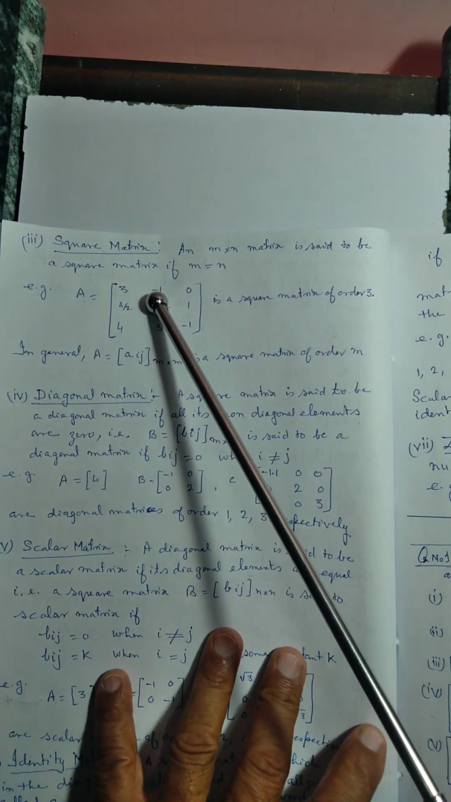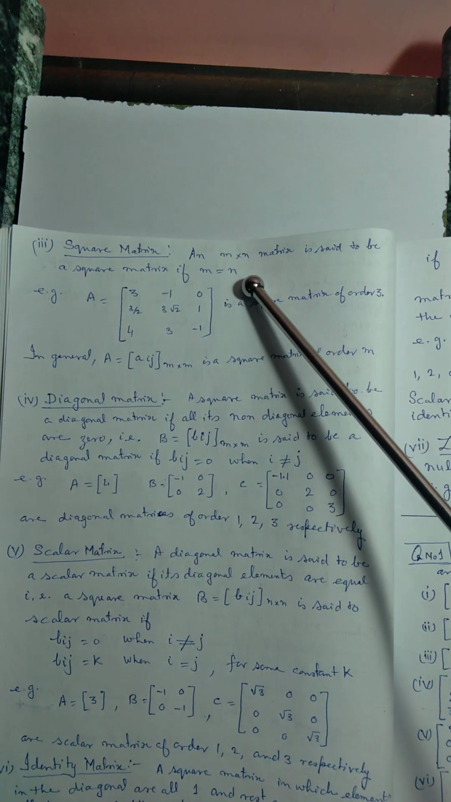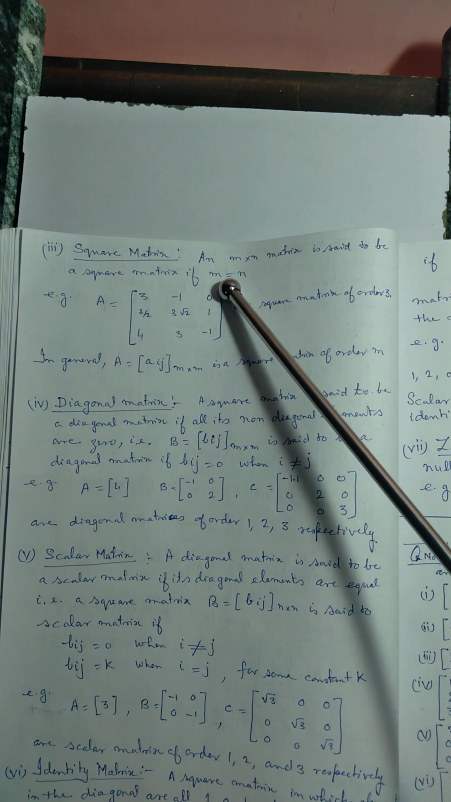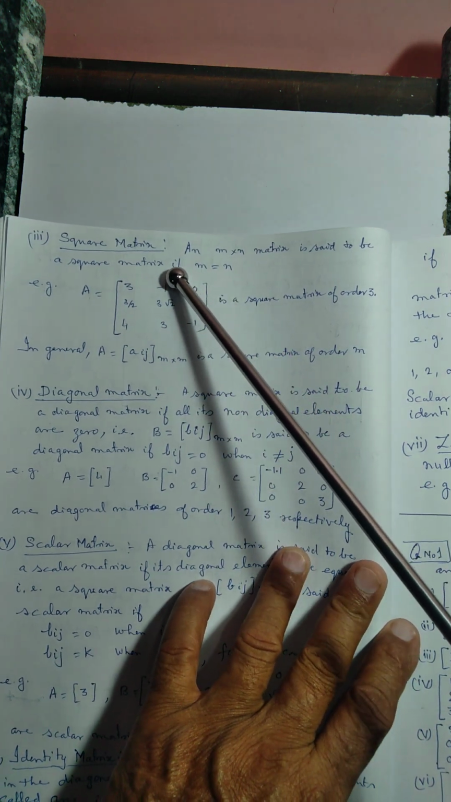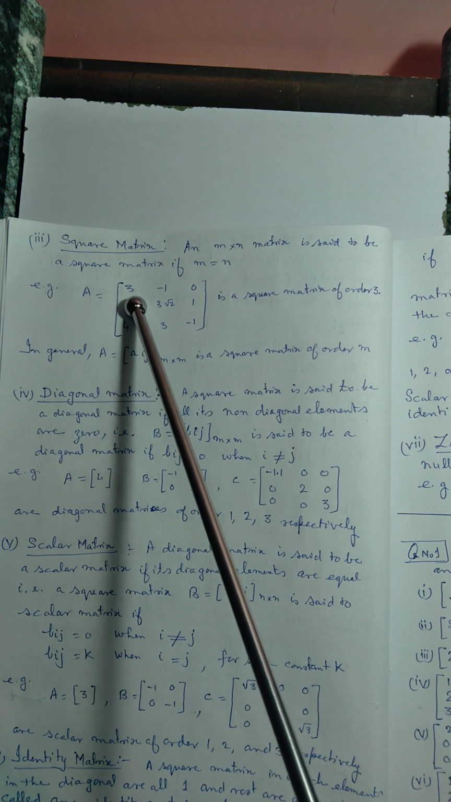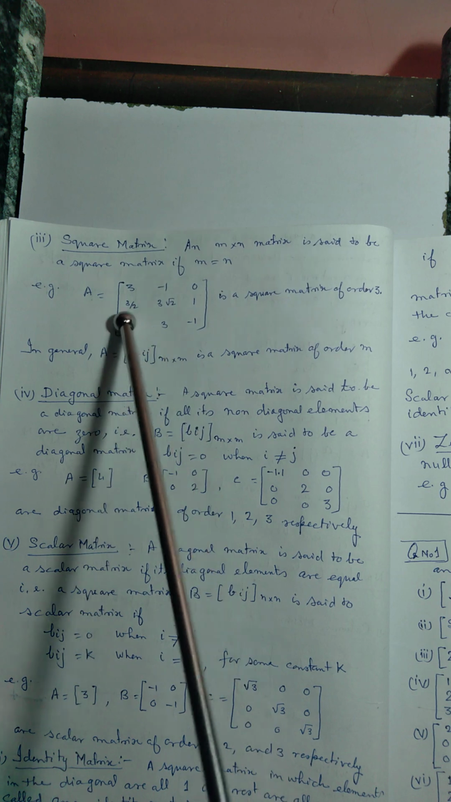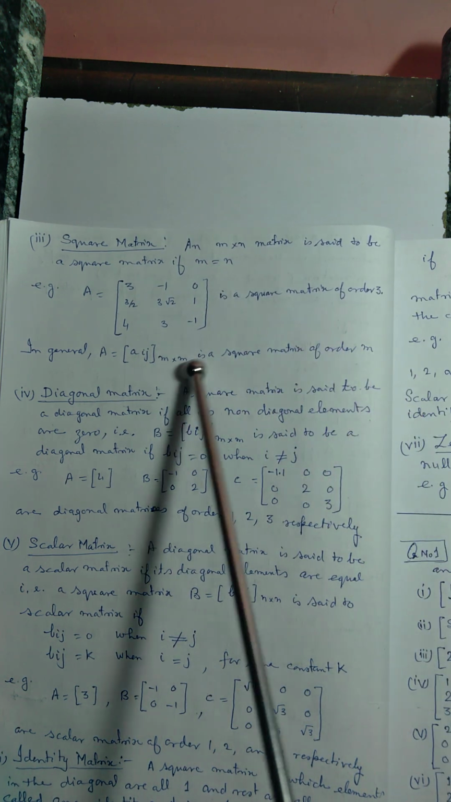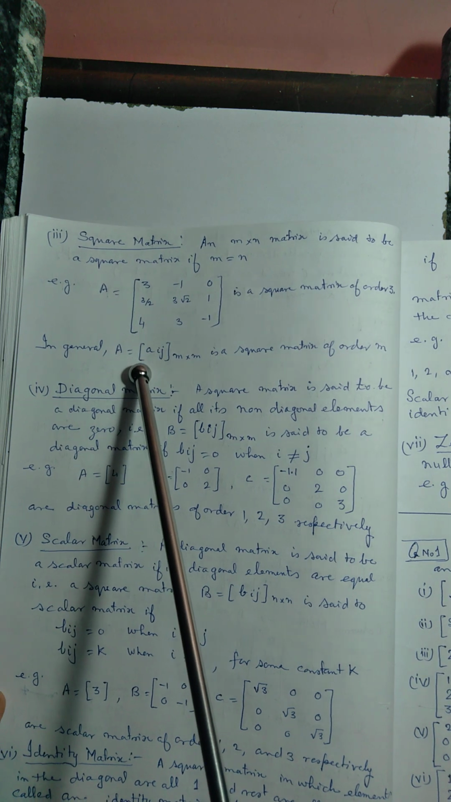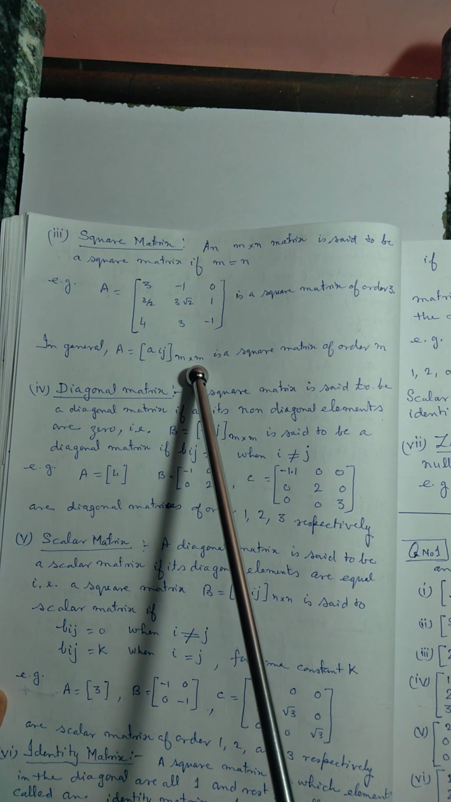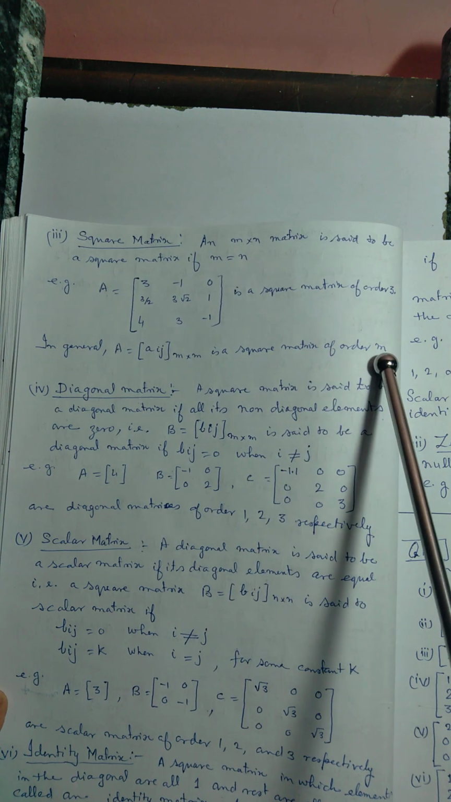Now come to the square matrix. An m into n matrix is said to be a square matrix if m is equal to n. Means the number of rows and the number of columns are equal. That matrix is called a square matrix. You see, for example, A: there are 3 rows, 1, 2, 3, and 3 columns. It is a square matrix of the order 3. In general, it is said A inside the bracket, small a, that is the ijth element, m into m, is a square matrix of the order m.